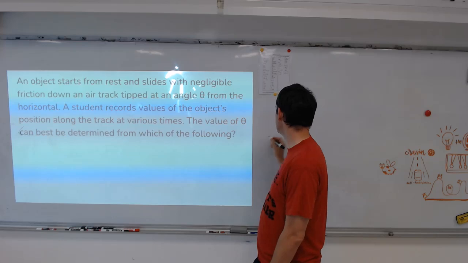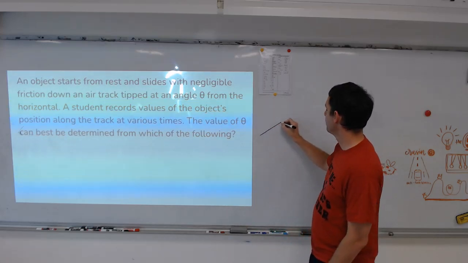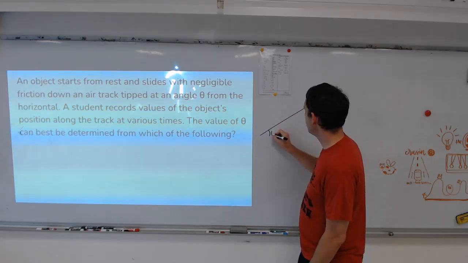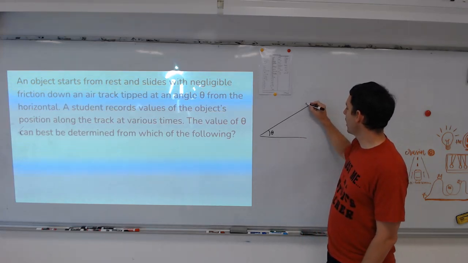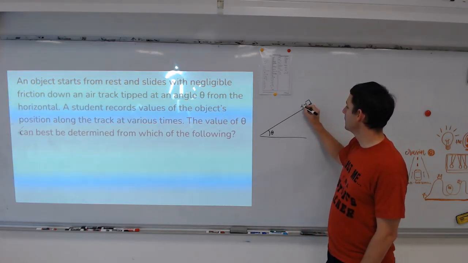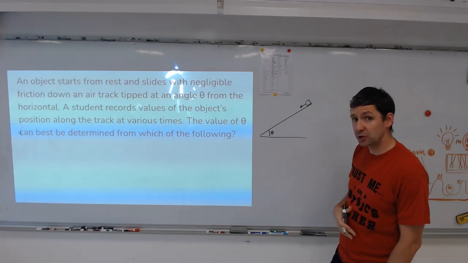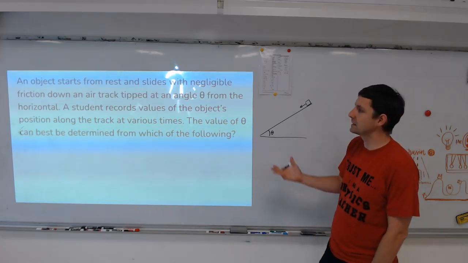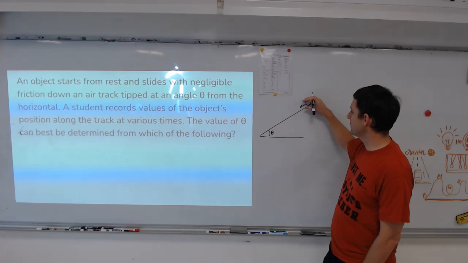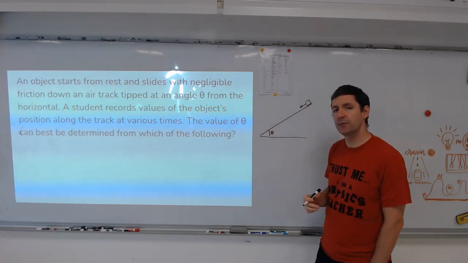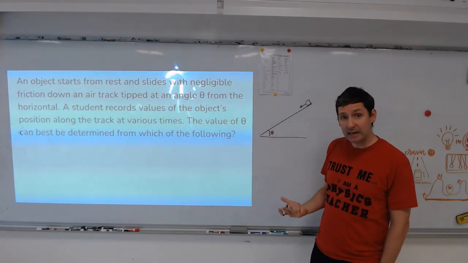Let me remind you. If we have a track with an angle of theta, we have the object which is going to be moving, accelerating down the track. We already know that's going to be the case. They said negligible friction because it's an air track, so it's going to be able to slide down with very little friction. Why is it sliding down?